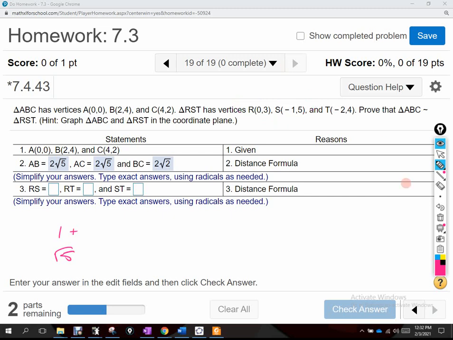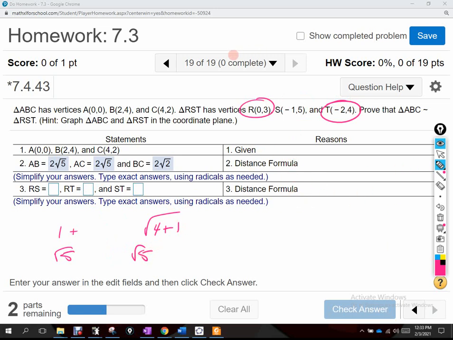Do the same thing for R to T. Okay, so I'm going to take the x's, subtract those, so it gives me 2. I'll square that, gives me 4. Then subtract the y's, gives me 1. Square that, gives me 1. So radical 5 will go in for RT as well.